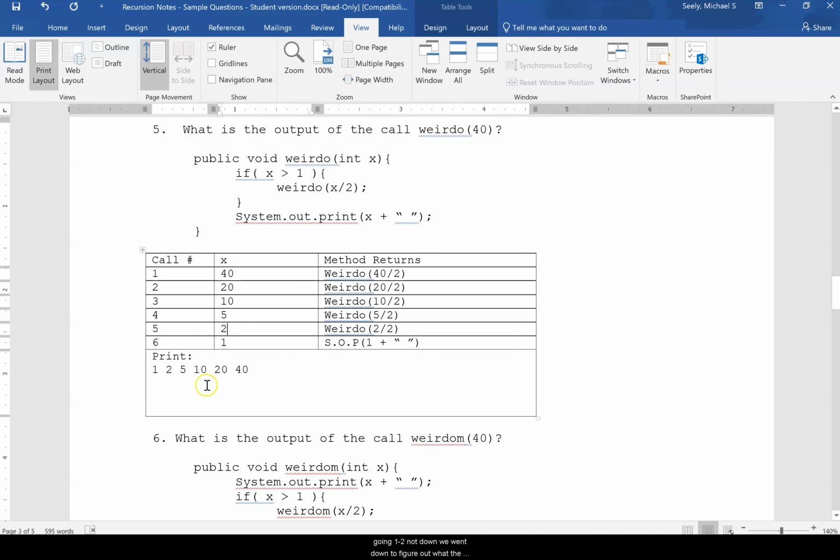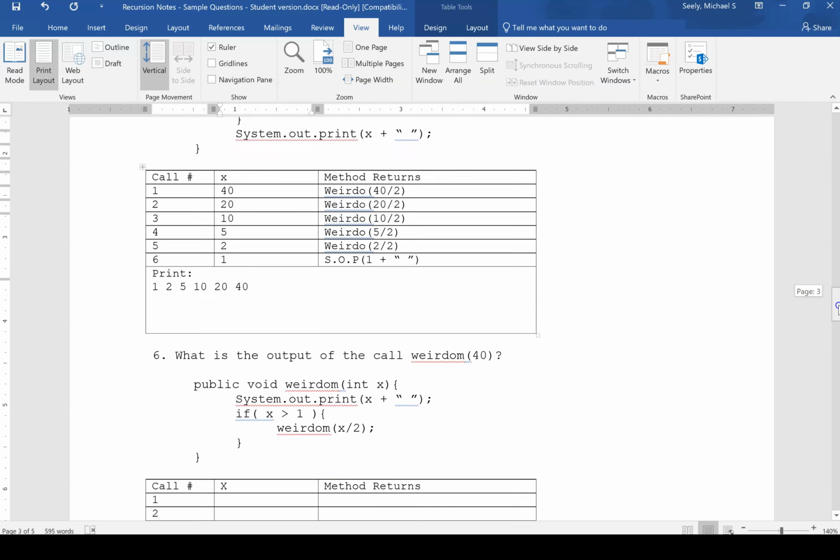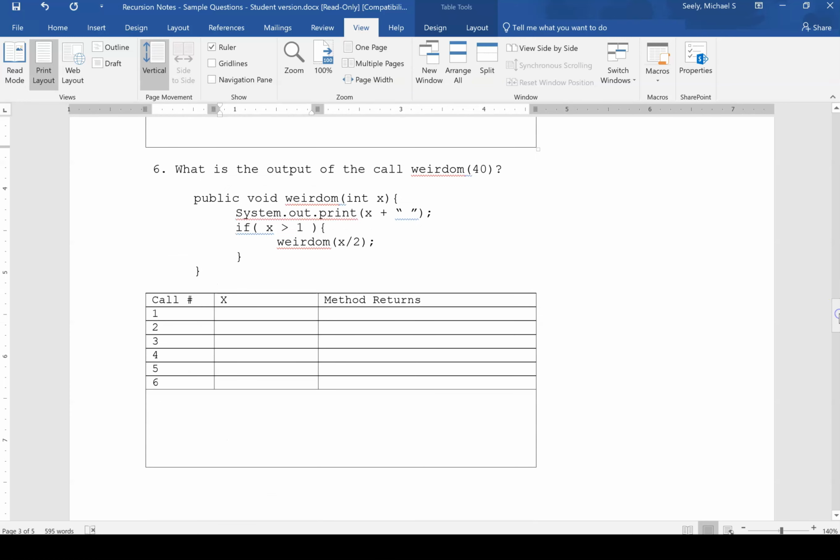We went down to figure out what the base case was. The base case was 1. Then we got to go back up and print 2, 5, 10, okay? So on and so forth. All right, weirdo. So we got x is 40.